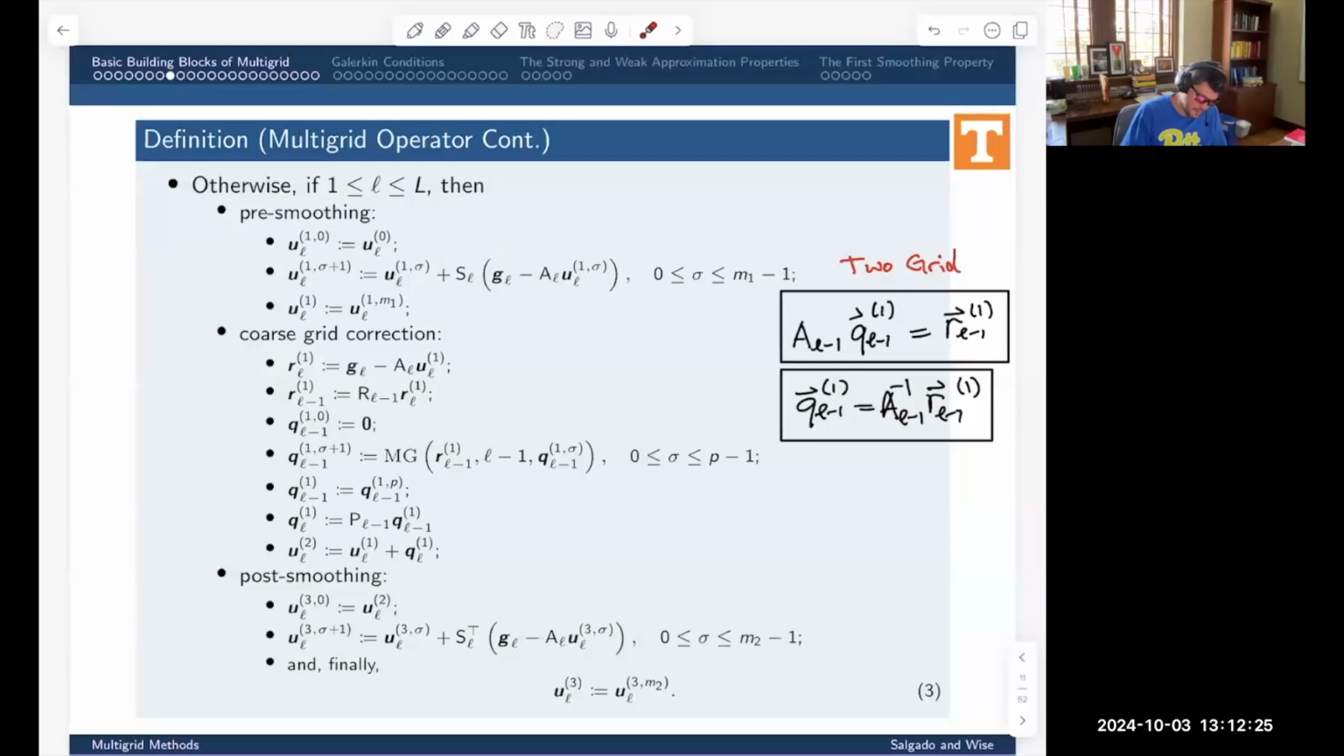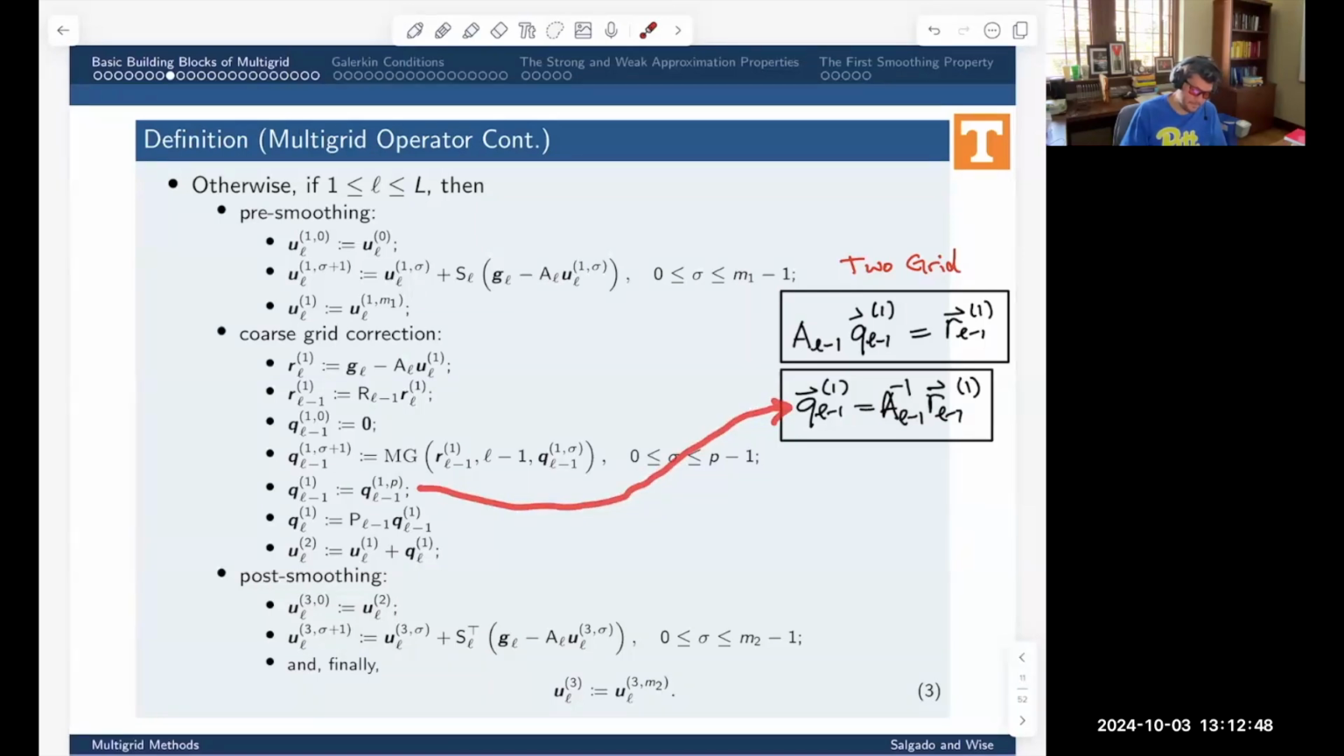In any case, we set p to be some integer value. We do a certain number of recursive calls on multigrid. What comes out in the end is this object here, Q_{L-1}^{1,p}. And it should be what? An approximate solution to this guy. It should be a good approximation of that.